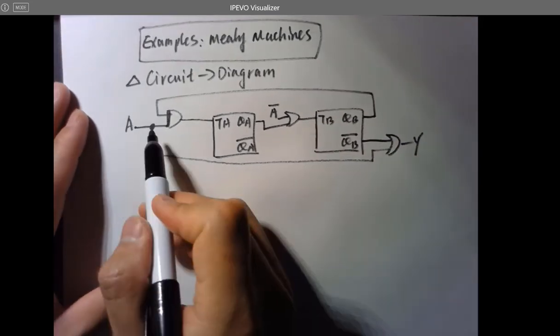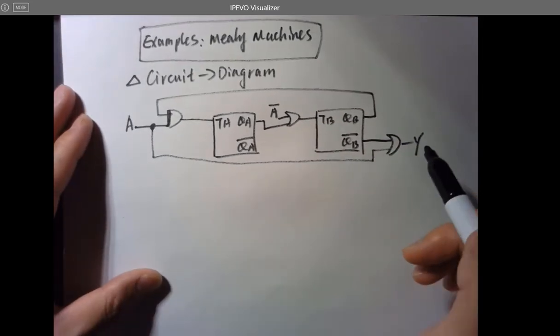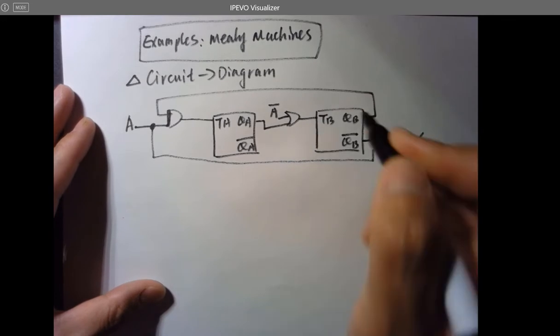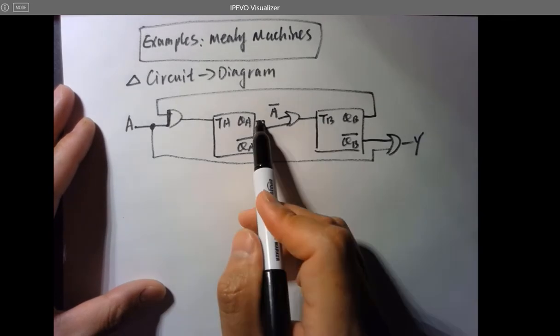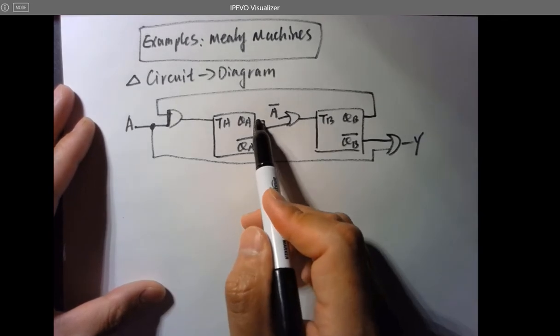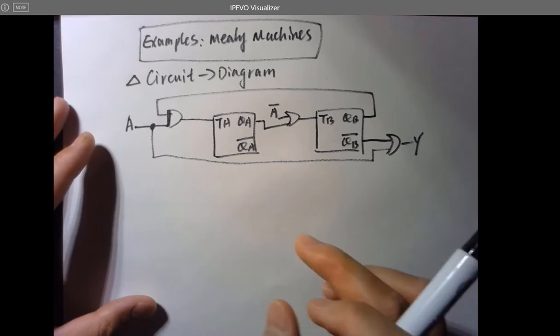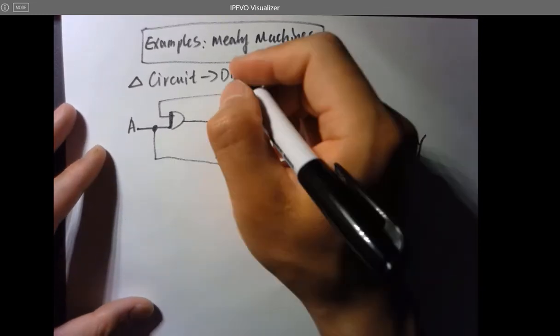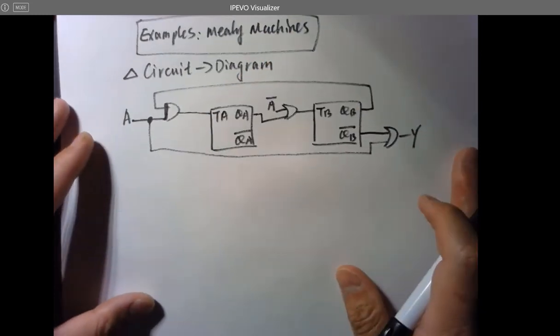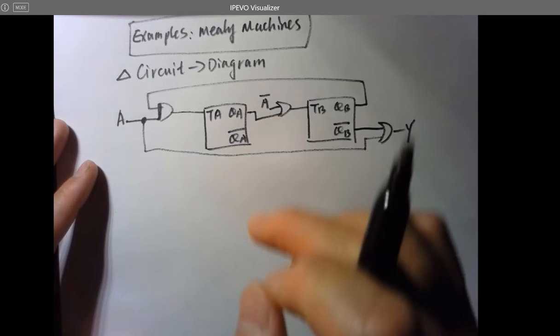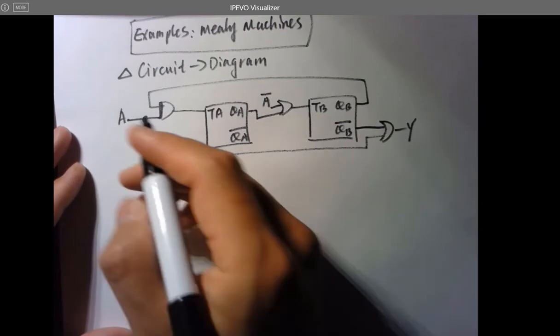You can see that the final output here is not just affected by the Qs, but also affected by the input as well. So this is the Mealy state machine. It's super simple to identify as Mealy or Moore, right? Now let's look at the rules about how to convert it into a state diagram.